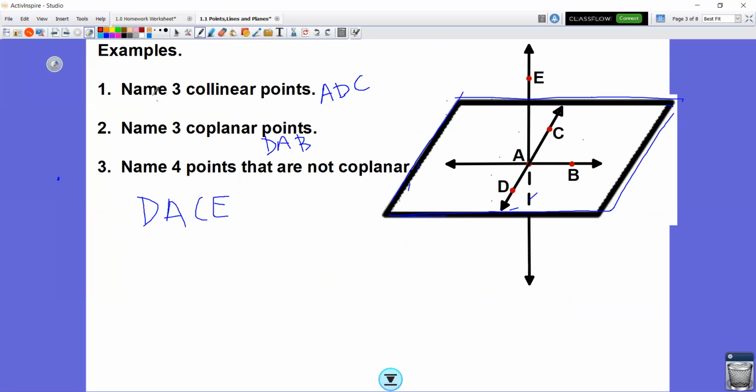Here is an example. We need to find 3 collinear points looking at this picture. Remember, collinear means they lie on the same line. So DAC or ADC or CAD, it doesn't really matter how you name it. They are just collinear points. Coplanar points are points that are on the same plane. Here's my big plane. Any 3 of these points, so I said DAB are coplanar. Now 4 points that are not coplanar: since these points are all coplanar, and this point E is the only point not on the plane, take any 3 of these and add on the E, and you will have 4 non-coplanar points.